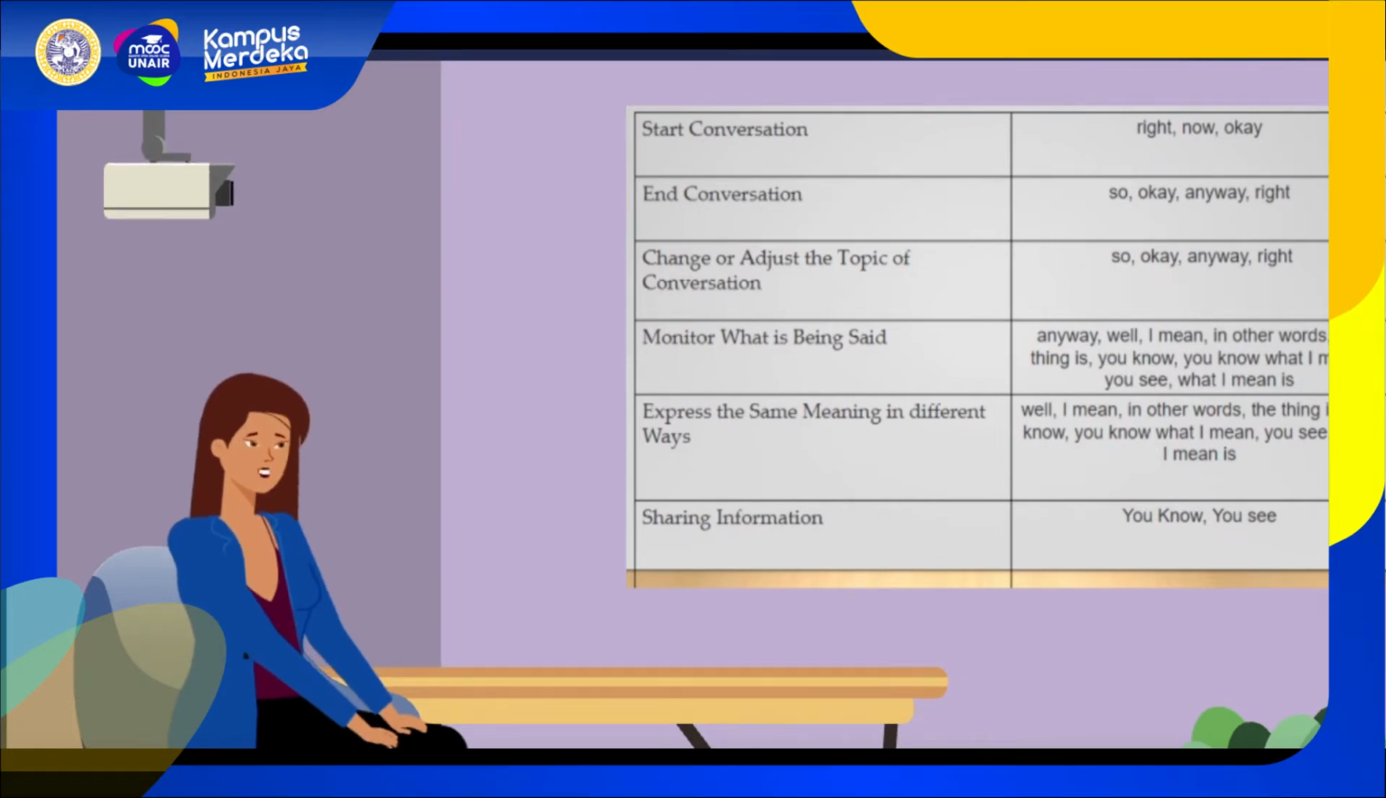Then, when we want to express the same meaning in a different way, the discourse markers you can use are: well, I mean, in other words, the thing is, you know what I mean, you see, and what I mean is. And for the last, when communicating, you and your listener likely have the same understanding. For this, you can use the discourse markers you know, you see.